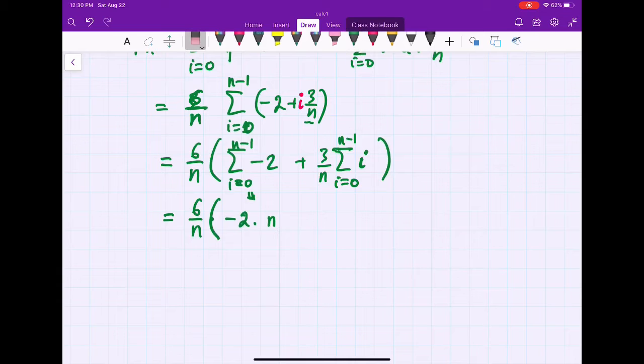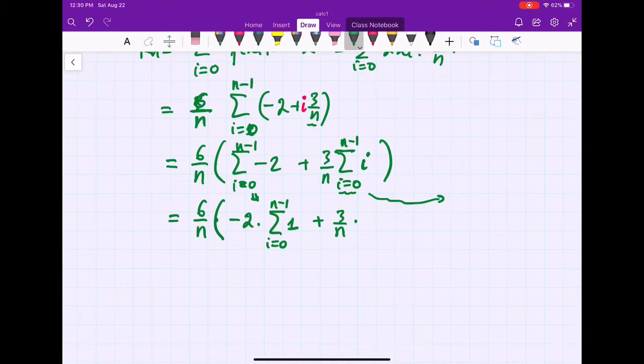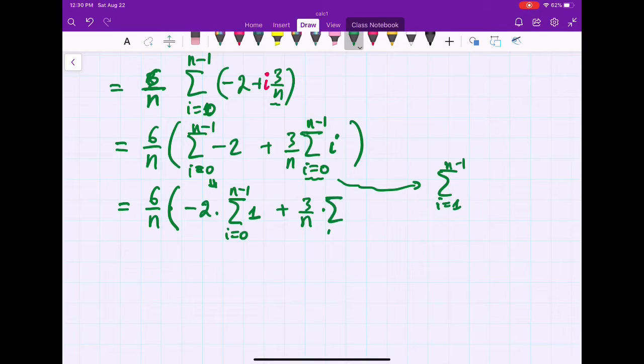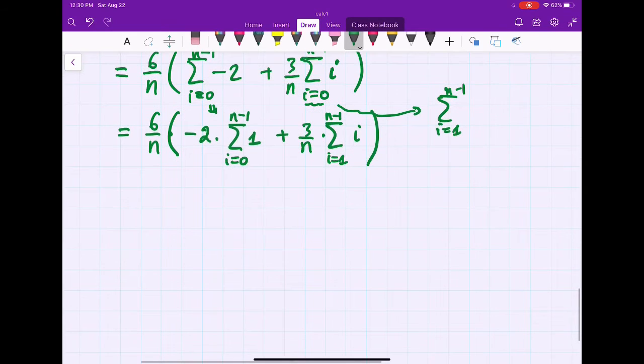Okay, let me write step by step. So I have negative 2, sum of i from 0 to n minus 1, here I have 1, and then plus 3 over n. So you have i running from 0 to n minus 1. But that is nothing but i from 1 to n minus 1, because i equal to 0 is not counted, right? So I can write here just i from 1 to n minus 1, here we have i. Now we have 6 over n, negative 2.